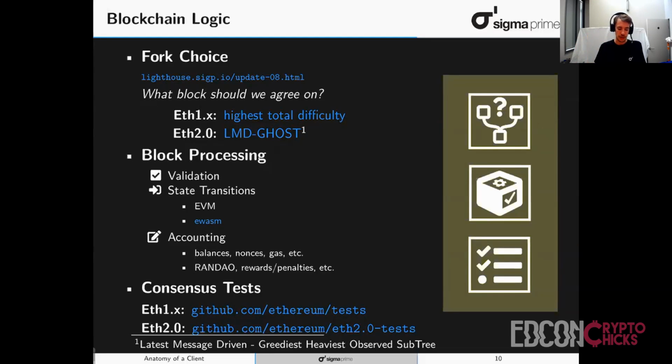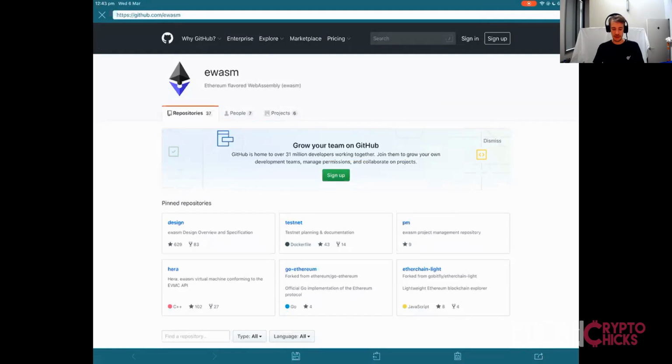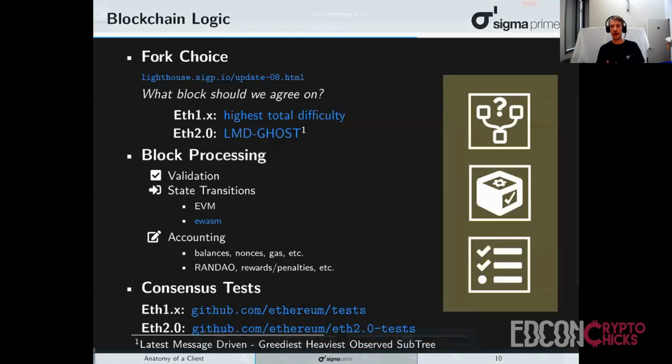In Ethereum 2.0, we're looking at EWASM. EWASM is the Ethereum flavored WebAssembly. It's basically an alternative to the EVM and a completely different way of representing smart contracts and logic. But just like Ethereum 1.0, Ethereum 2.0 will have a state transition function as well.